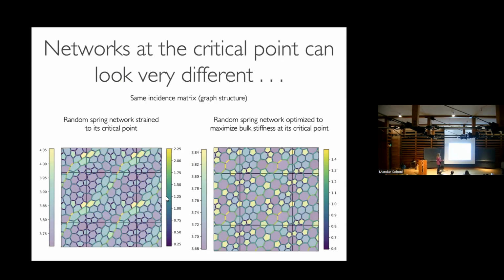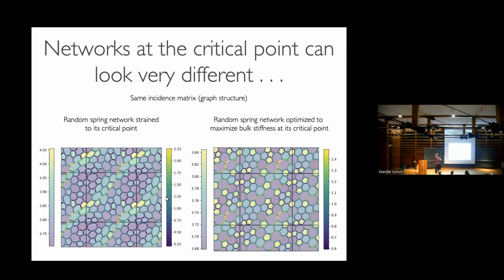Oh, sorry. So here's a network. It has the same topology. So this is the same topology of the network, but I can have a random network. This one has been optimized. So it's at the critical point, right at this second order critical point. And now it's been optimized to maximize the bulk stiffness. And you can see its structure looks quite different from the other one.